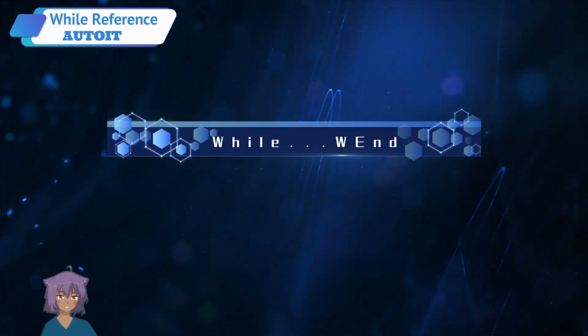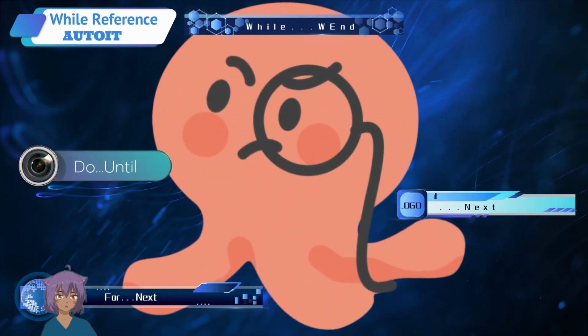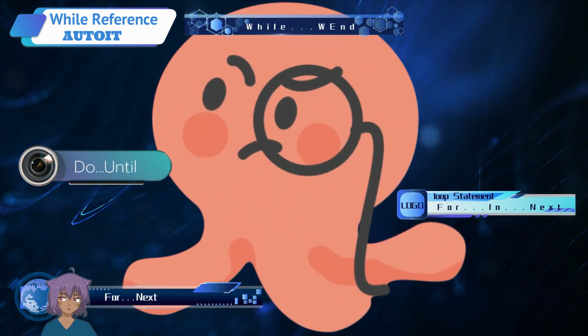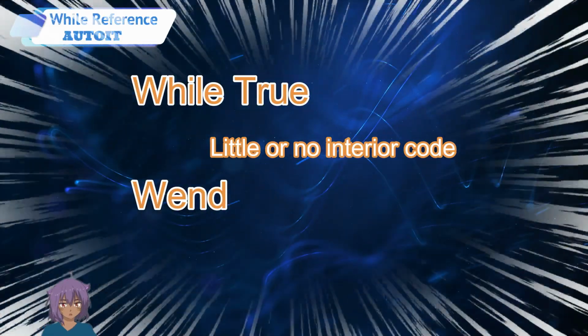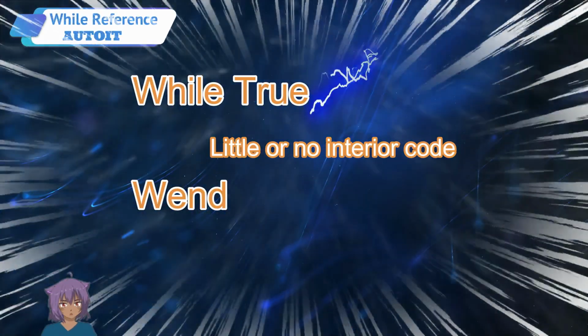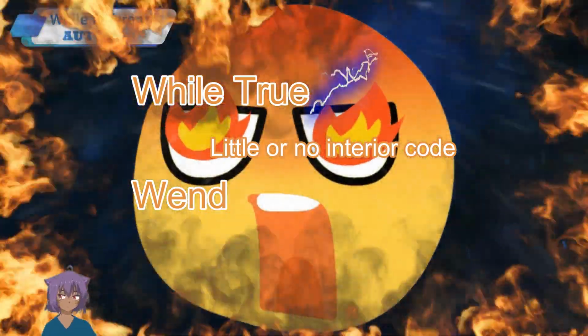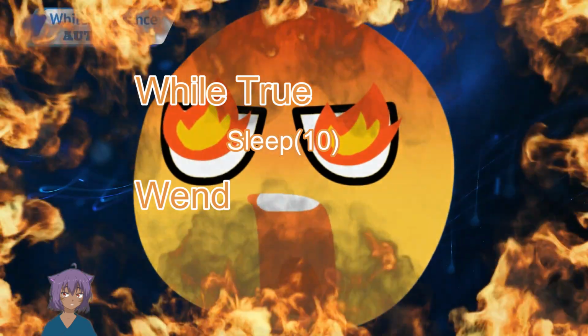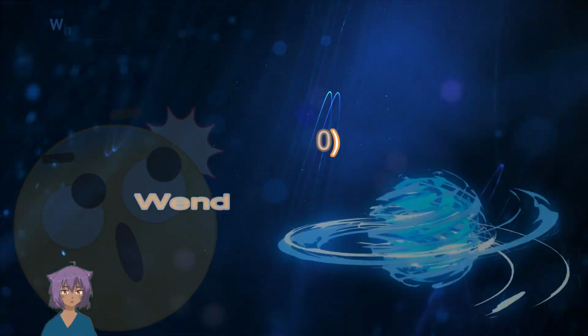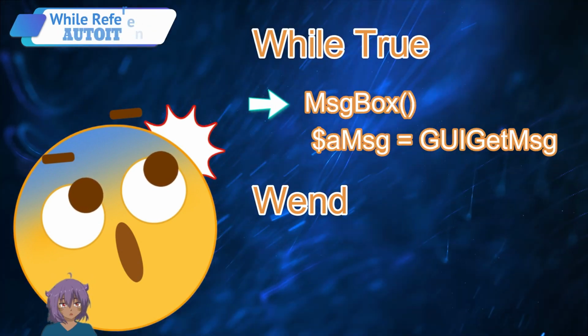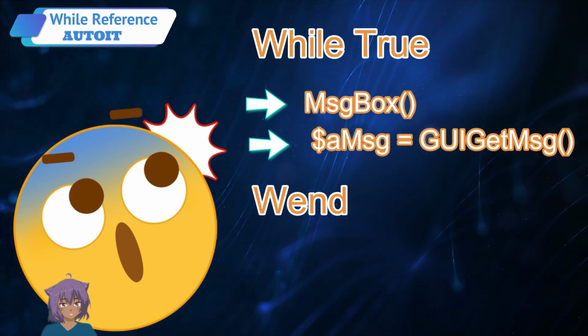While all the statements perform similar functions, they are slightly different, and one will usually be more appropriate than another for a given situation. A loop with little or no interior code will use CPU cycles very rapidly, and in the worst case, could cause overheating. A Sleep of 10 within the loop is sufficient to prevent this. Notice that this is not required if the code within the loop contains a blocking function, for example, MsgBox or GUIGetMsg.